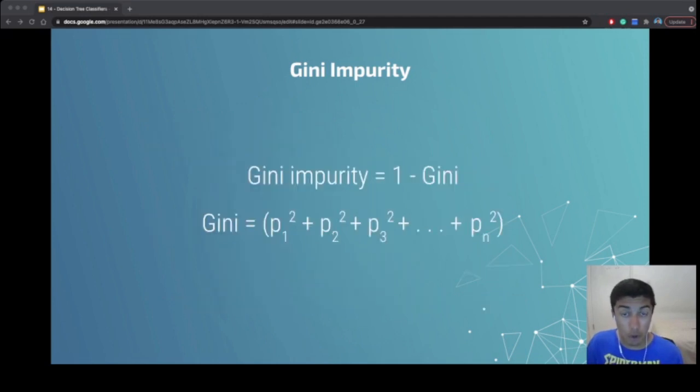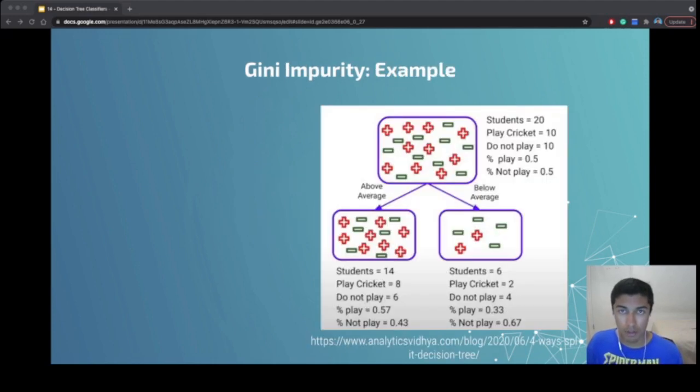Here are the formulas for Gini impurity and Gini. Gini impurity is 1 minus the Gini, while the Gini is the sum of the squared probabilities for each class or category. Here's an example of calculating the Gini impurity with the same picture from Analytics Vidhya that was used for the previous method.